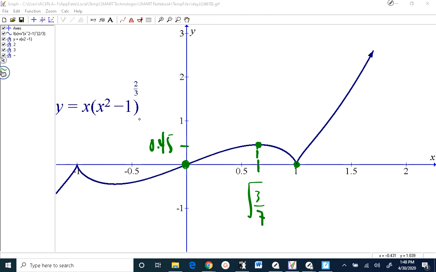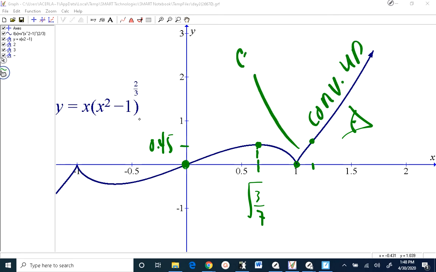And then at the square root of 9/7, which we said was about here, there was an inflection point. And if you look very carefully, this is concave up, but this part is concave down.